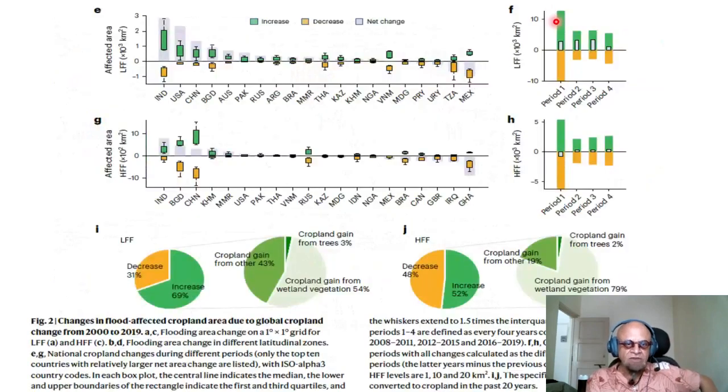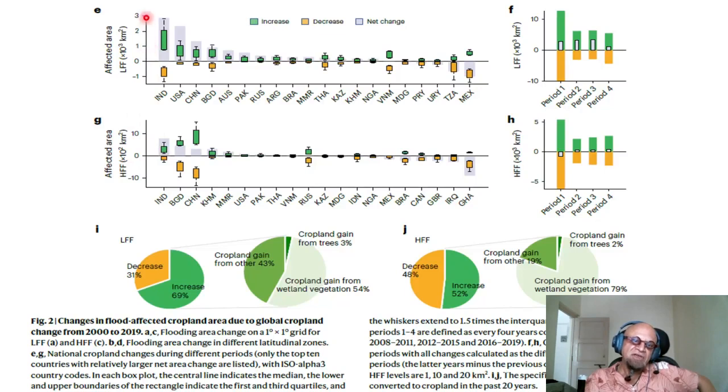Graphical issues. Okay, so if you look at the affected area for LFF and HFF, again in terms of 100 square kilometers, there are regions where increases have happened, there are regions where decreases have happened. So more decrease than increase in Tanzania and Mexico, whereas India has seen much more increased affected area in low frequency floods than decreased areas, and USA, China here, whereas for HFF, India has still seen some increases, but the increase is smaller, the difference is smaller, but you have to be careful because the scales are different here.